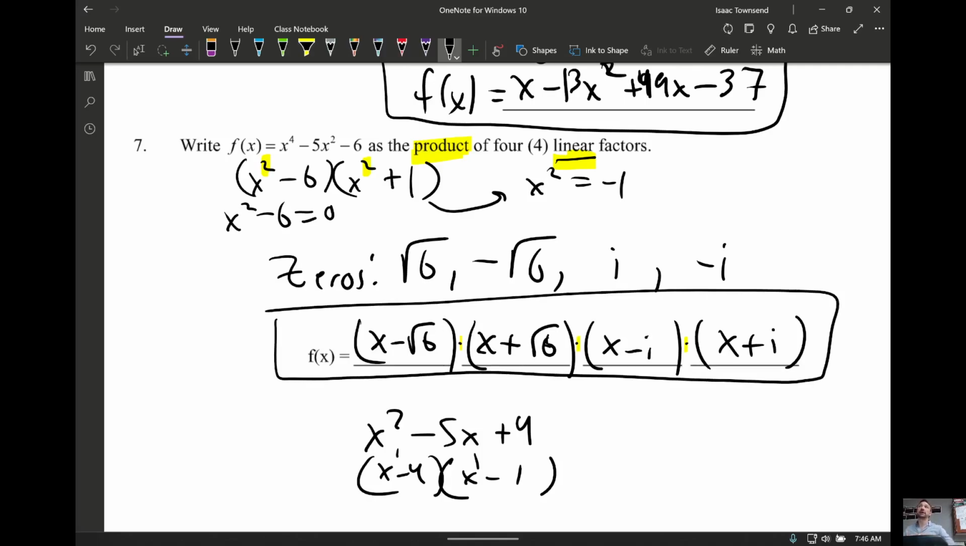Now they're linear factors because it's x to the first. And I have them all set multiplied together, which is the product part. But really you just need to be sure that you understand what those directions are. Otherwise it's not different.